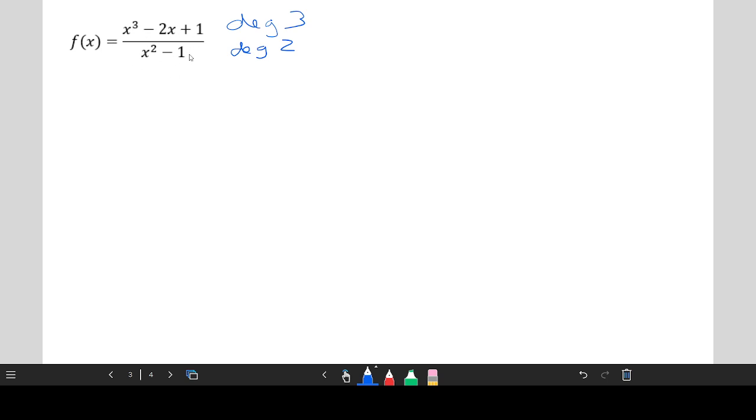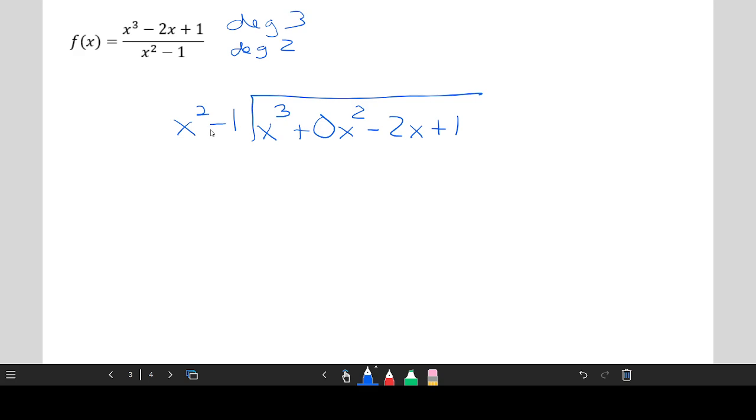Now to find the slant asymptote here, we're going to need to use long division. If you prefer synthetic division, you can use that when it works, but synthetic division requires your divisor to be linear. So here we need long division. And I'm going to put a placeholder here, plus 0x squared, in case I end up with any x squared terms and I need some place to subtract them from. And we'll proceed with our long division.